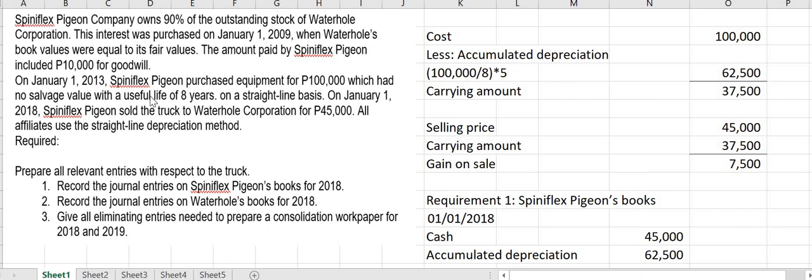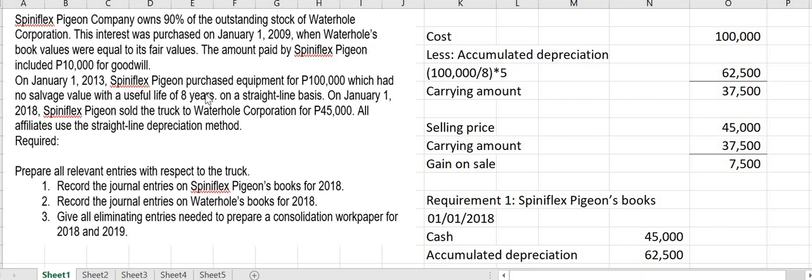On January 1, 2018, Spaniflex sold the truck to Waterhole Corporation for 45,000. All affiliates use the straight line depreciation method. The requirement is to record the entries on the books of Spaniflex for 2018, then record the entries on Waterhole's books for 2018, and give all eliminating entries needed to prepare the consolidated working papers for 2018 and 2019.